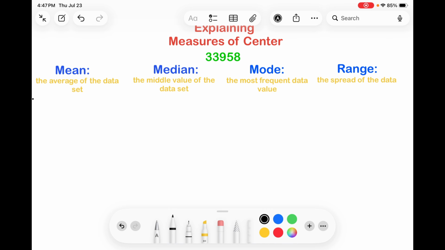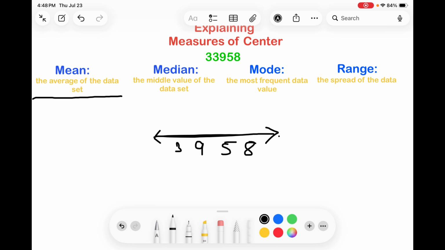So here we have our data set, 3, 3, 9, 5, 8. If you look here, it says the mean is the average of the data set. That means if we were to spread each of these numbers equally on the line plot, each of them would have the same number, because it's the average, and it will still add up to the same amount. On the line plot, there would be each number 3, 9, 5, 8. 3 would have 2 x's because there are 2 3s.